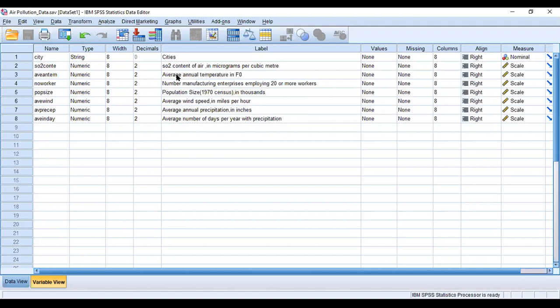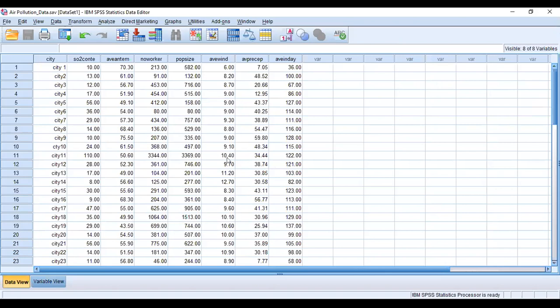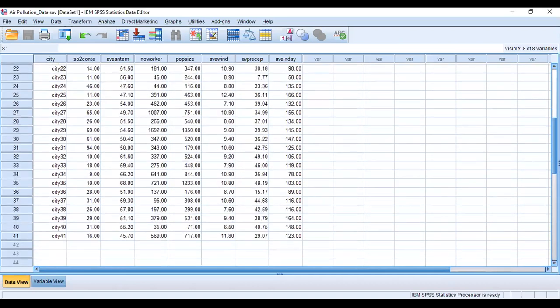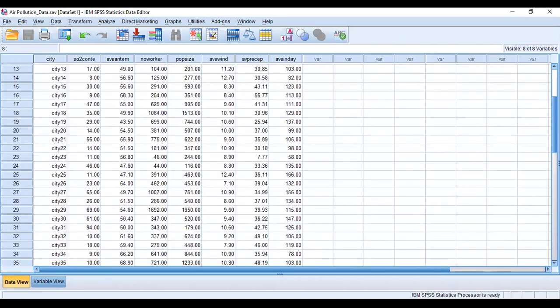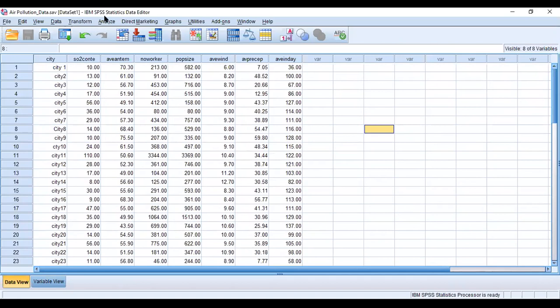So all these things are being taken into consideration, and you want to classify which cities are more polluted and which are not. So I go to this technique here. How many cities are there? There are 42 cities, I think. Yeah, 41 cities are there. So I classify that here.